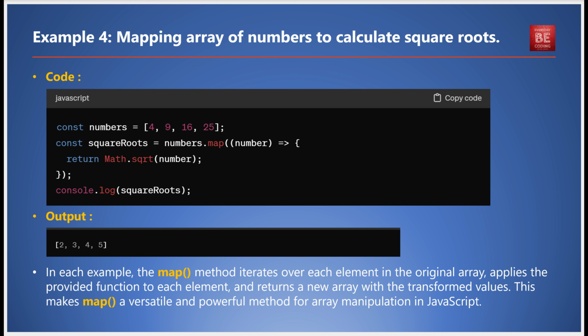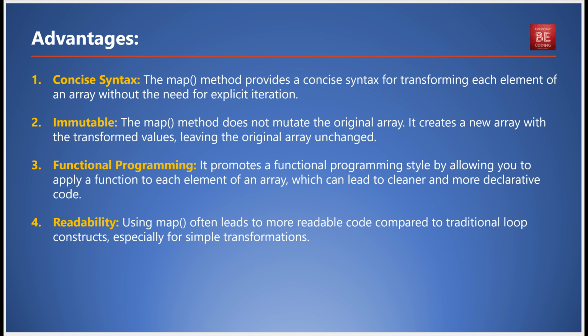So, what's the takeaway from all of this? The map method in JavaScript is a powerful tool for transforming elements in an array. It offers a concise syntax for carrying out transformations without the need for explicit iteration. It's immutable, meaning it doesn't change the original array, but instead creates a new one. It promotes a functional programming style, leading to cleaner and more declarative code.